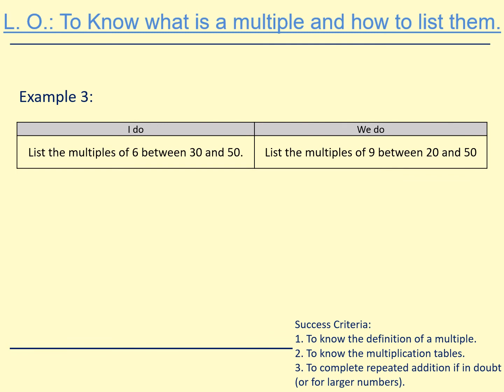Example 3. List the multiples of 6 between 30 and 50. So we need to list all the numbers from the 6 times table between 30 and 50. So 5 times 6 is 30, so 30 is a multiple of 6. Then 36, 42, and then 48. The next multiple is 54, which is greater than 50. Okay, now you try, We Do. Pause this video.